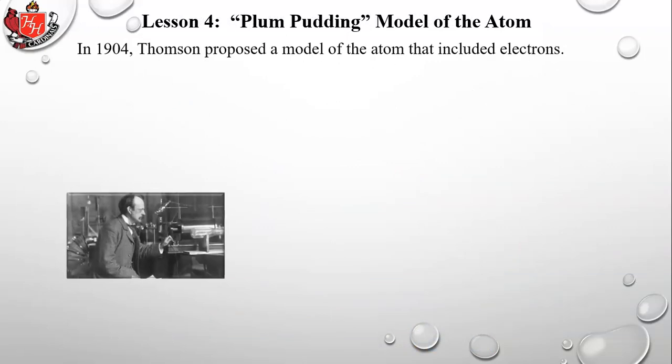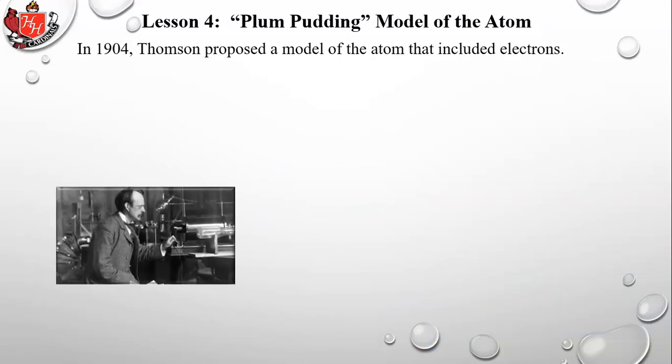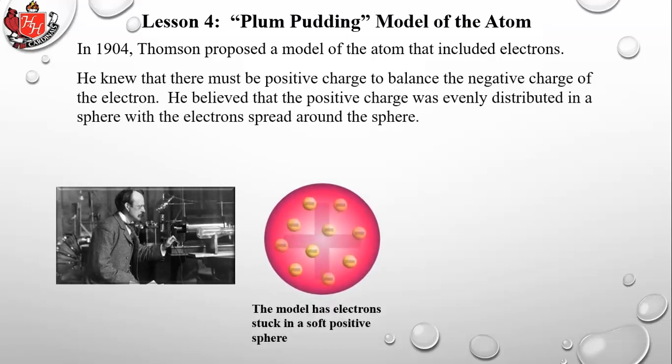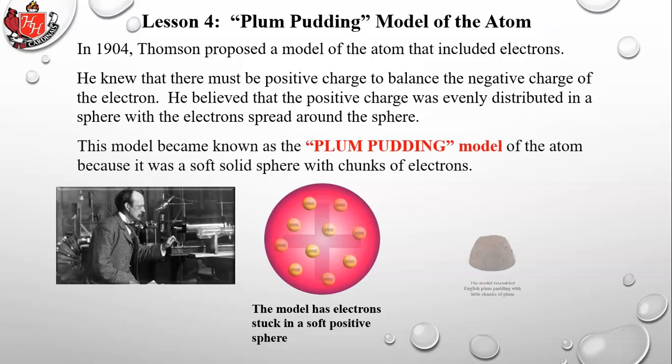In 1904, Thomson proposed a model of the atom which included electrons. He knew that there must be a positive charge to balance the negative charge of the electron. He didn't know about little things called protons. So he thought it was just evenly distributed in a sphere with the electrons spread around in the sphere. So think of it like a big ball of jello with these negative electrons just kind of stuck in there. Well, in England they didn't have jello.